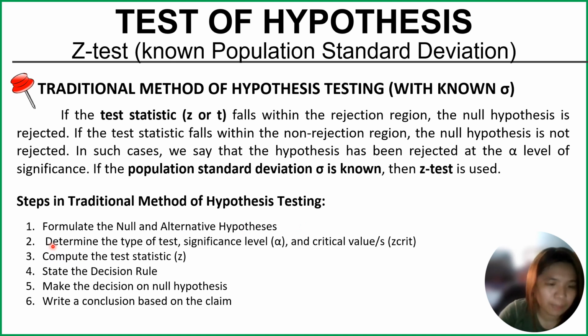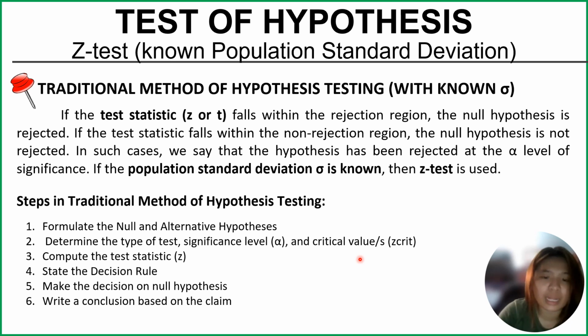For step 2, we determine the type of test. What are the two types of tests? We have one-tailed and two-tailed, and one-tailed is classified into two: the left-tailed and right-tailed. We also identify the significance level or alpha, which is already given in the problem, and also the critical values.